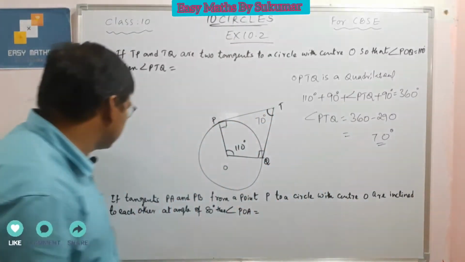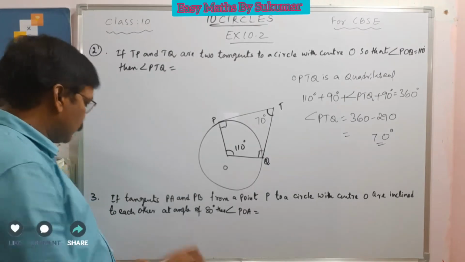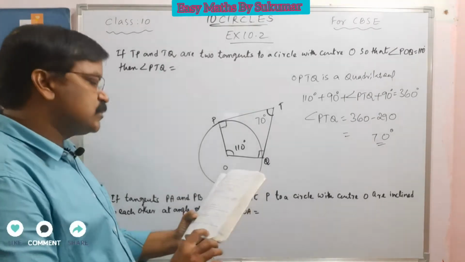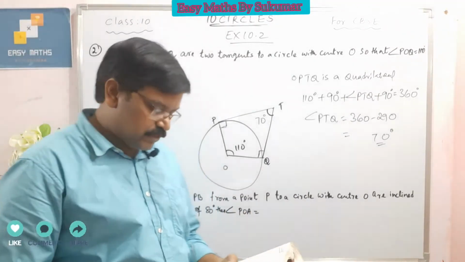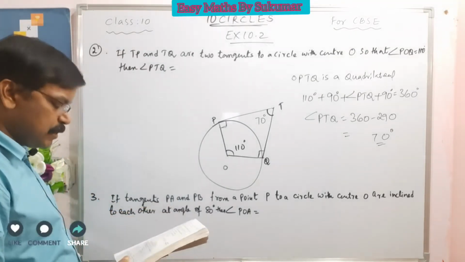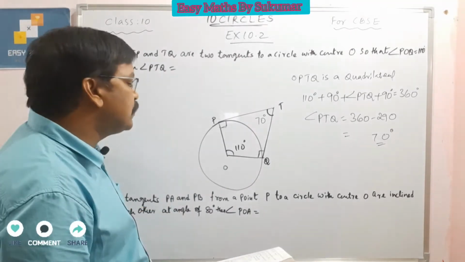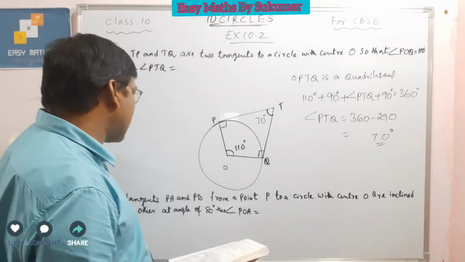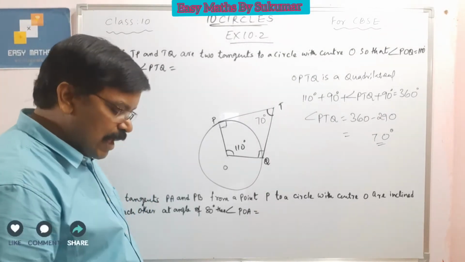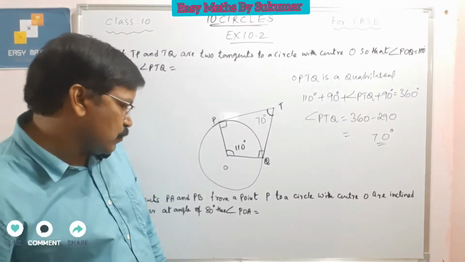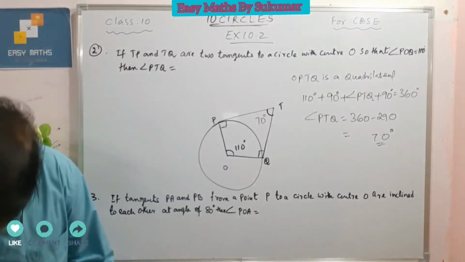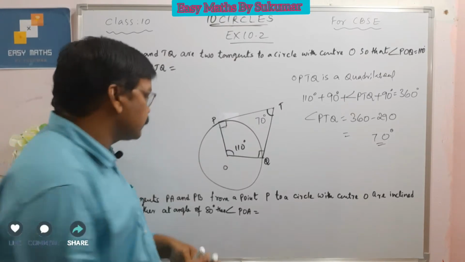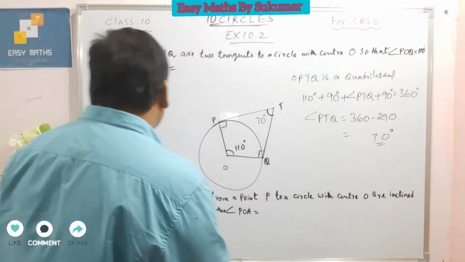Okay, now coming to this last, third sum in this exercise 10.2. If tangents PA and PB from a point P to a circle with center O are inclined to each other at an angle of 80 degrees, then angle POA is equal to dash. Okay, actually the figure is not given, my dear students. Let me draw the figure first.